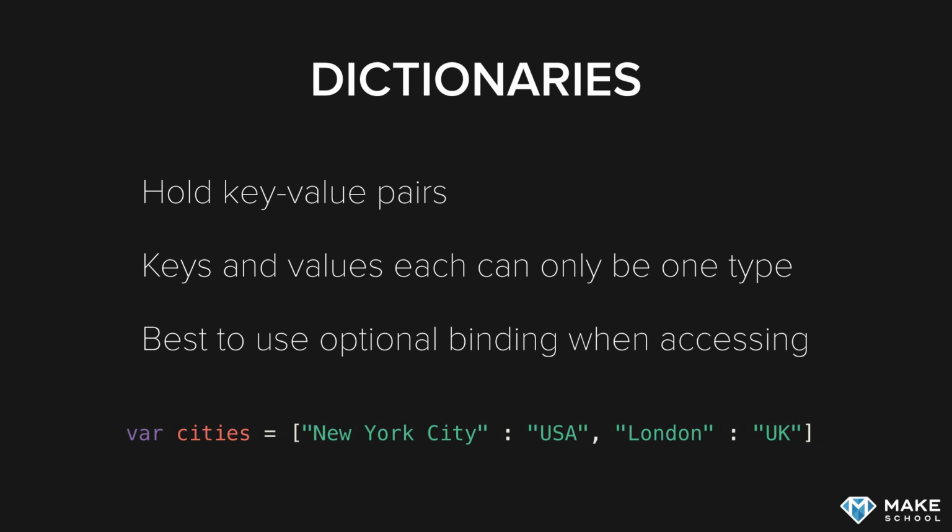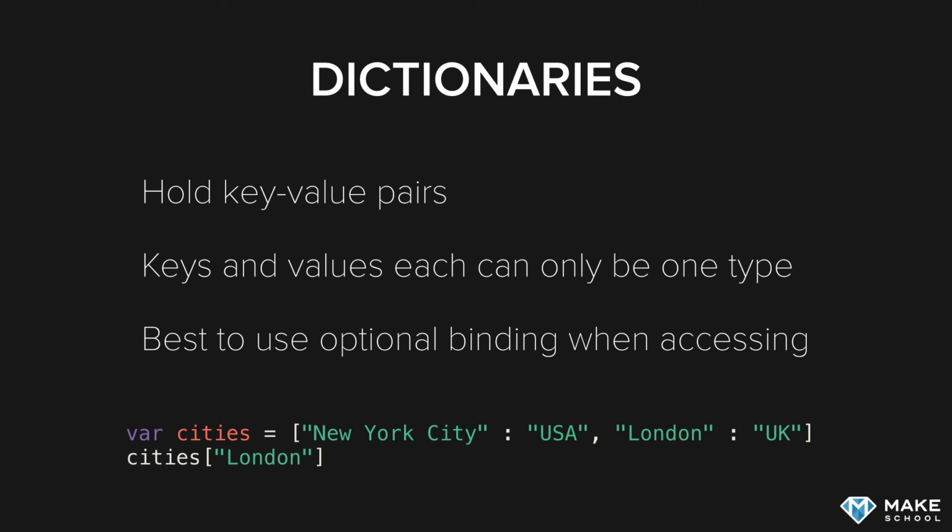When declaring a dictionary, it looks a lot like an array, except there's two parts to each element. There's the key and the value. The key and the value are separated by a colon, and then each key value pair is separated by a comma. So now that we have the cities dictionary declared, say we want to access a value in that dictionary. So we're going to say cities, open bracket, pass in a key, close bracket. In this case, we want to access the value associated with the key of London. So if we say cities, open bracket, London, close bracket, it's going to return the optional string value of UK.